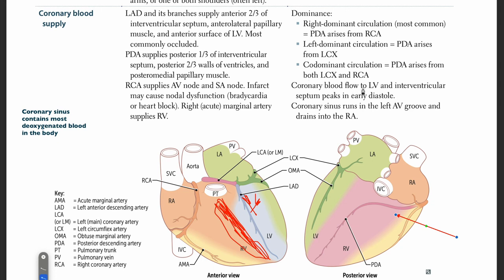So coronary blood flow to left ventricle and interventricular septum peaks in early diastole. This is also the time when it's going to be the most oxygenated you're going to find in coronary blood flow, because when it goes into systole, all the blood becomes deoxygenated right away, and that's why coronary sinus contains the most deoxygenated blood in the body. Okay, because it gets used up by the heart right away.